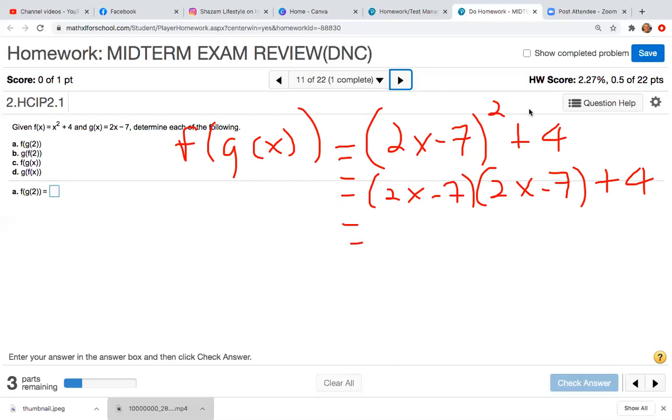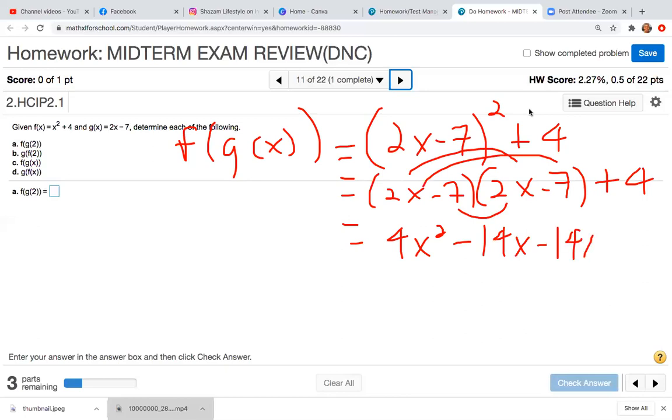So 2x times 2x gives you 4x squared. Then 2x times -7 gives you a -14x. And here it is again. That's going to give you another -14x. Of course, -7 times -7 gives you +49. And then you've got the plus 4 over here.